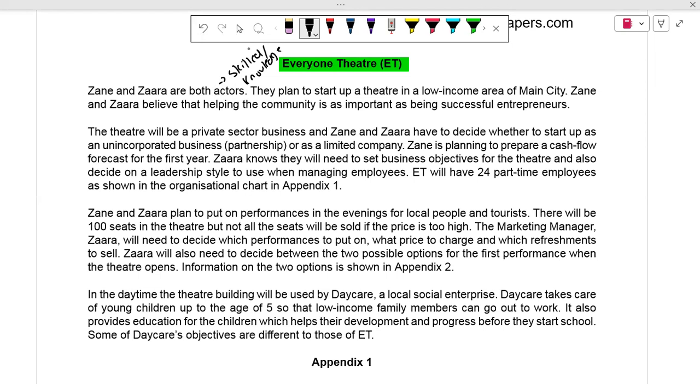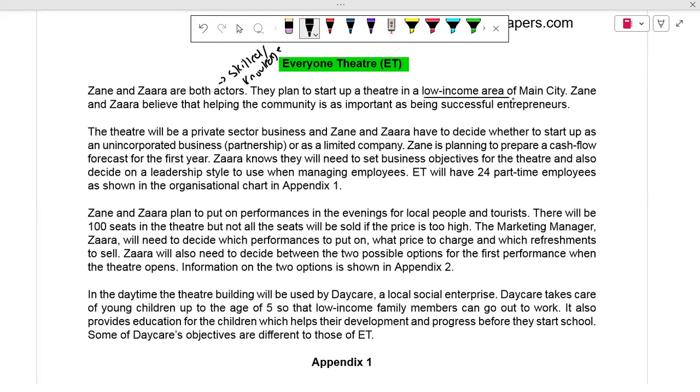So what does it mean? That you can easily coordinate with them, you can easily understand them or make them understand what you basically want from them. So that's the reason that skills and knowledge are very important if we are talking about the characteristics of a successful entrepreneur. Okay. So they plan to start up a theater in a low income area.